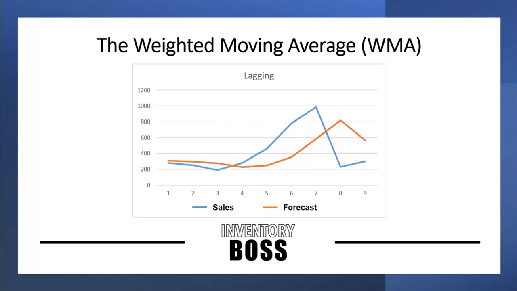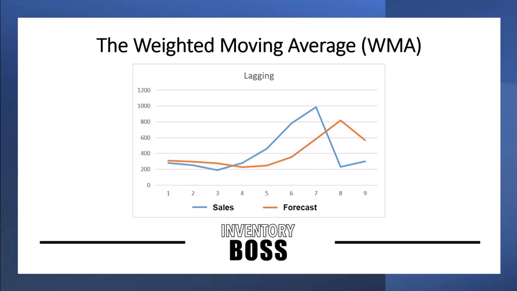Now, the weighted moving average is similar to the 3-period simple moving average that we just went over. But the weighted moving average allows the inventory manager to skew the numbers a little bit towards the more current numbers in the sales data. So what we get to do is add a weight to more recent data and give less weight as a result to the older data, the 3-month-old data. This allows for us to catch up in what's called lagging.